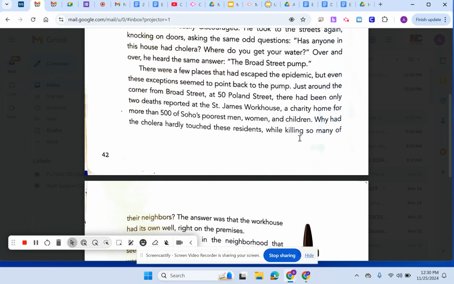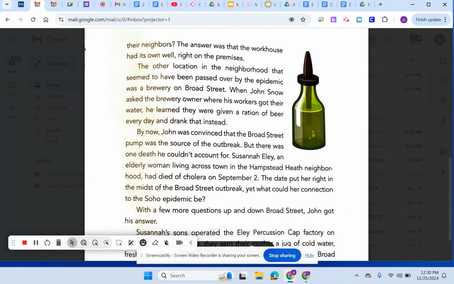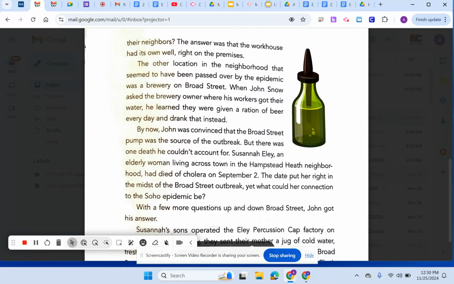There were a few places that had escaped the epidemic, but even these exceptions seemed to point back to the pump. Just around the corner from Broad Street at 50 Poland Street, there had been only 2 deaths reported at the St. James Workhouse, a charity home for more than 500 of Soho's poorest men, women, and children. Why had the cholera hardly touched these residents while killing so many of their neighbors? The answer was that the workhouse had its own well, right on the premises.